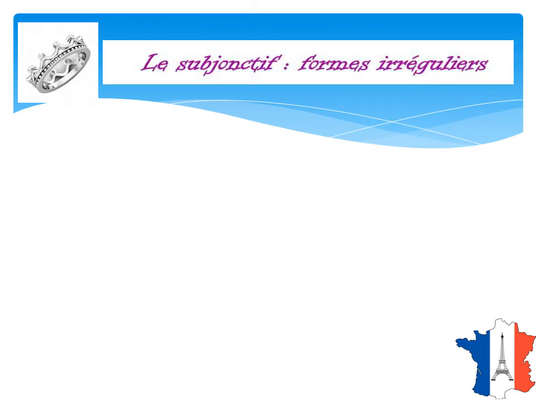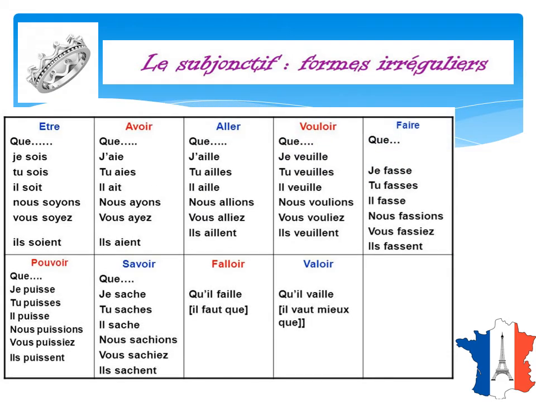Of course, there are some irregular forms in subjunctive, just like any other tense or mood. Here we have around 9 verbs which are regularly irregular in subjunctive. Être, as usual, it's que je sois, que tu sois, qu'il soit, que nous soyons, que vous soyez, qu'ils soient, qu'elles soient. And avoir, que j'aie, que tu aies, qu'il ait, qu'elle ait, que nous ayons, que vous ayez, qu'ils aient, qu'elles aient. And then we have aller.